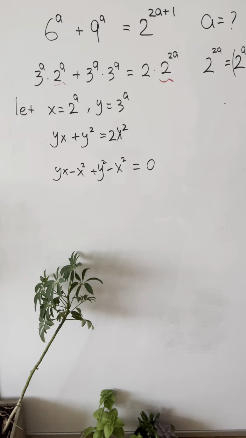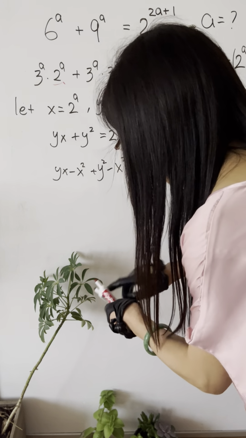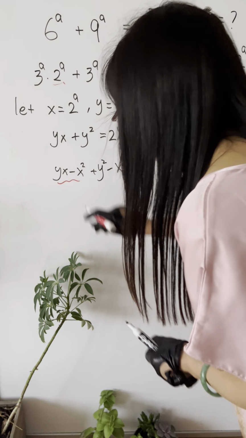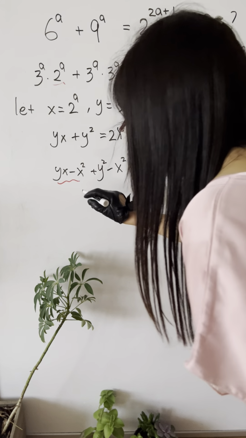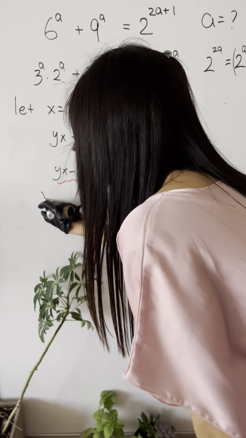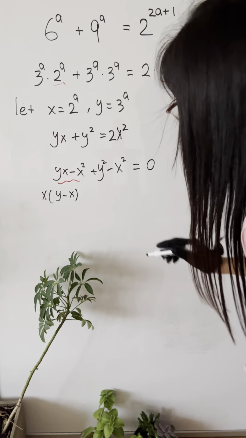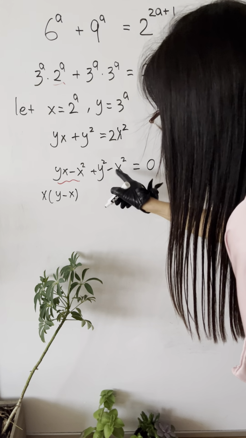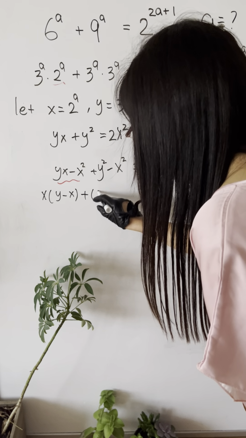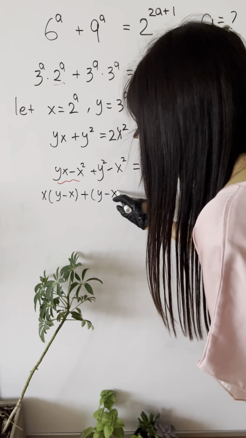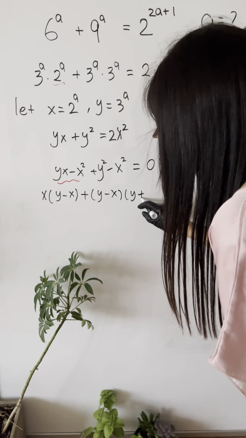Why do we want to do this? Because we want to put it in a factored form. Right? We look at those two terms. Common factor is x. We factor out x and get y minus x. There's a difference of two squares. That factors to be y minus x, y plus x.